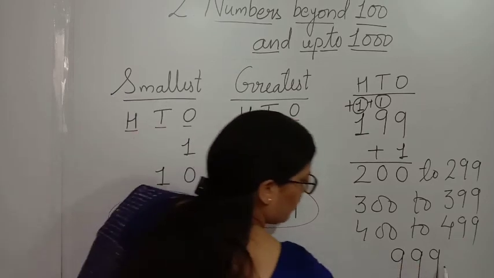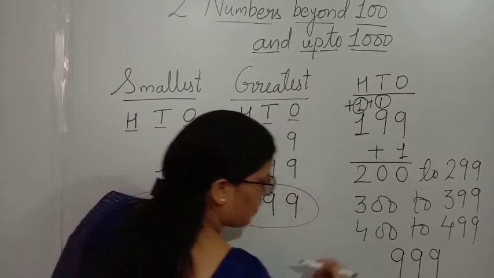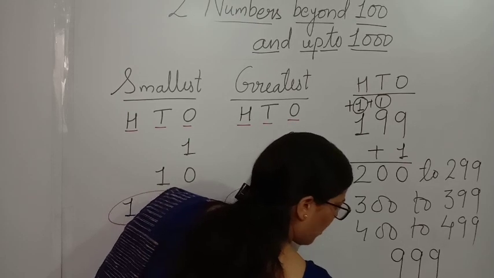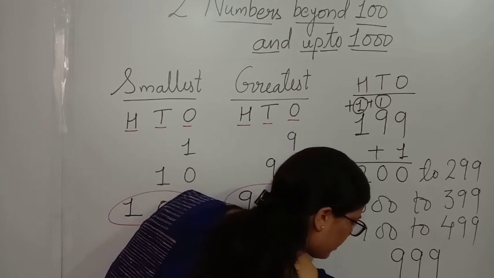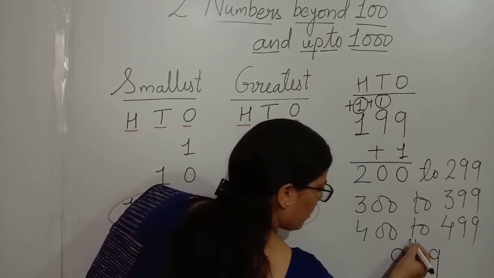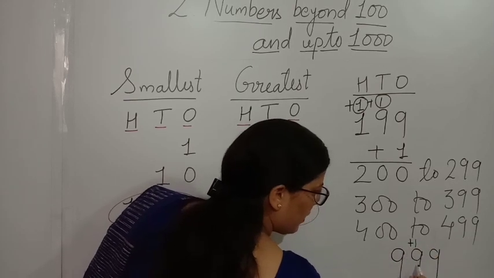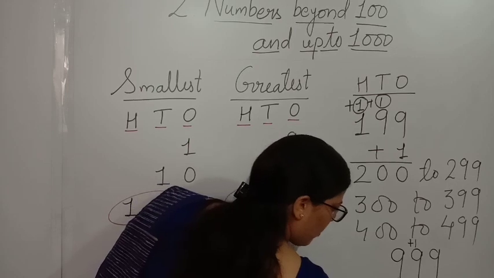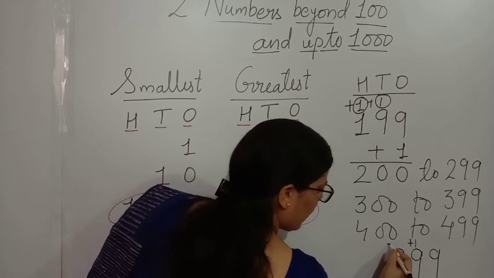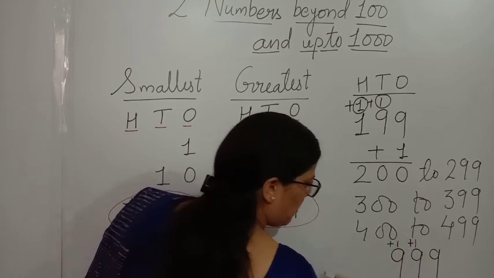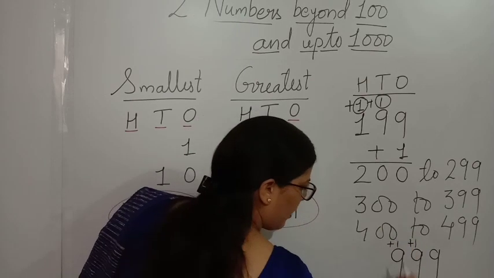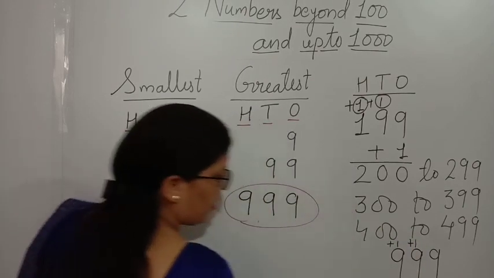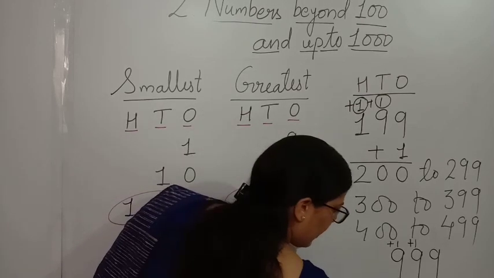this is ones, tens, and hundreds. When we add 1 to this ones place, 9, 9 plus 1 will be 10, but we'll write only 0. We'll carry 1 to tens place. Here we'll add 9 plus 1, again we'll get 10. We'll write only 0 and carry 1 to hundreds place, and 9 plus 1 again is what? 10. Now how many digits are there?